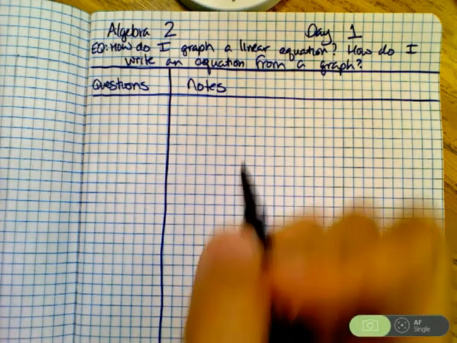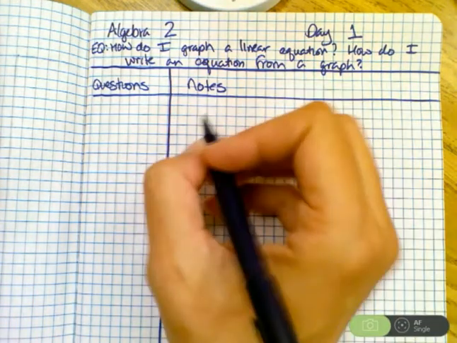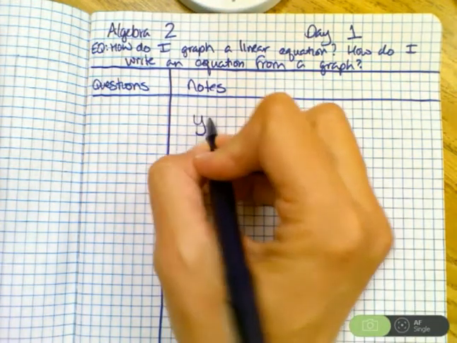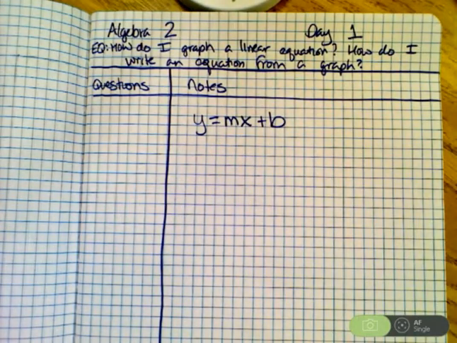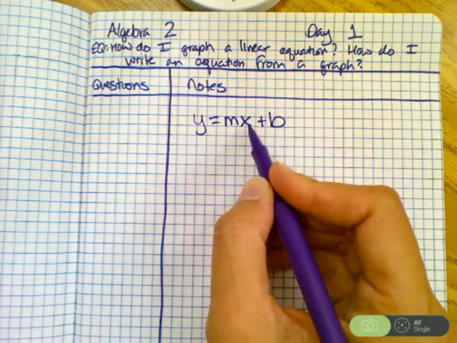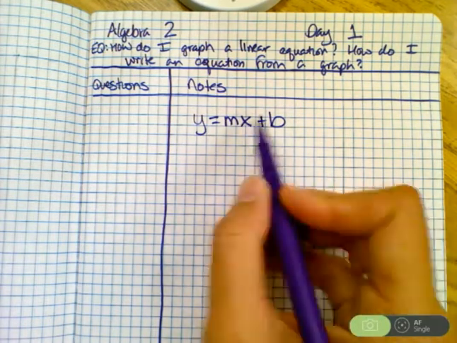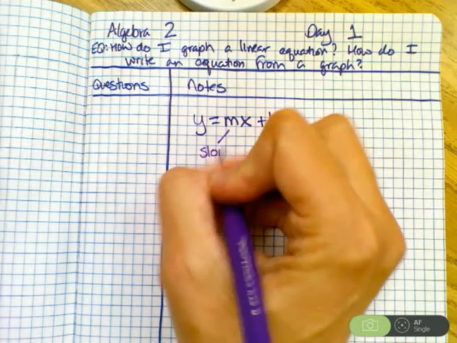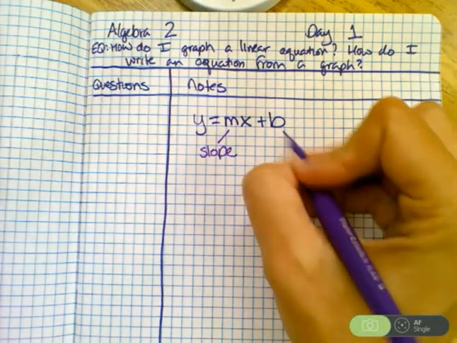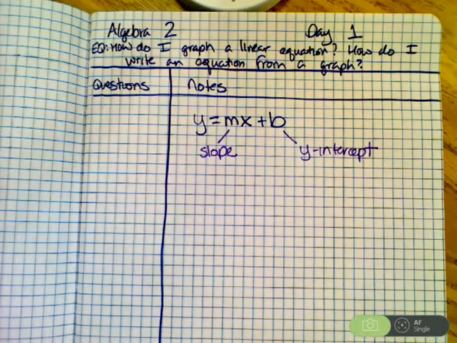Okay, so the big idea today is graphing linear equations. Again, hopefully this is review from Algebra 1. So the main form of a linear equation is y equals mx plus b. Remember, x is our independent variable, goes on the x-axis. Y is our dependent variable, so the value of y depends on x. M stands for the slope in the equation. B stands for the y-intercept, and we'll talk more about both of those.